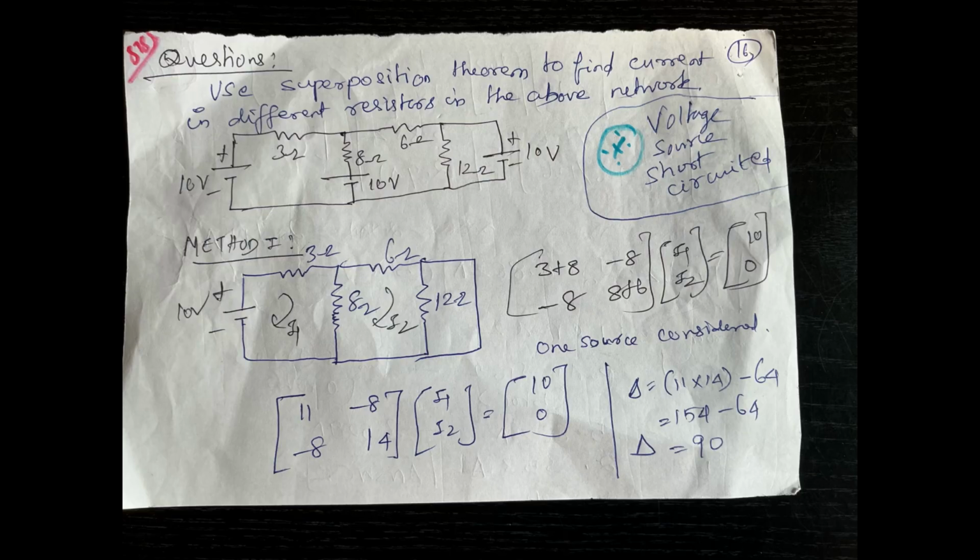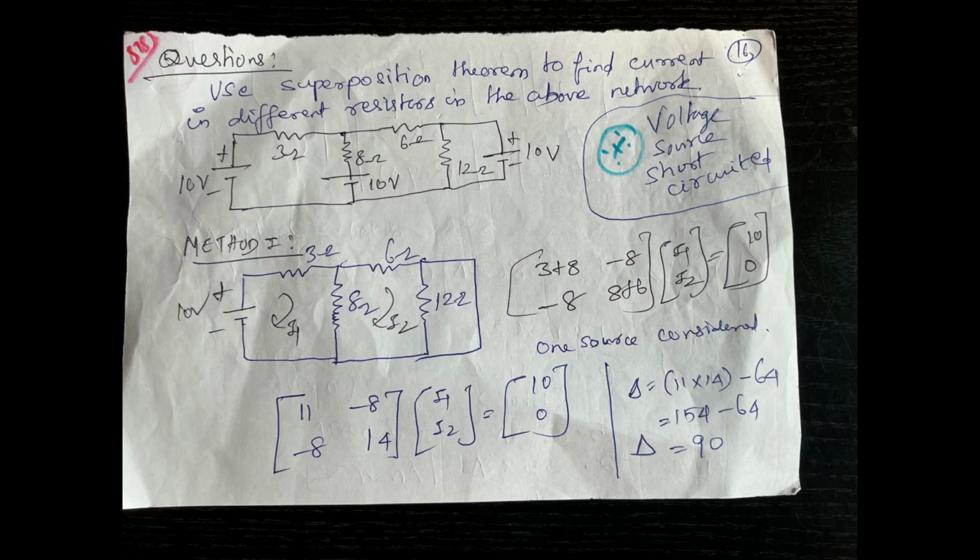Question: use the superposition theorem to find the current in the different resistors in the above network. For this, voltage sources are short circuited and current sources are open circuited. That is very important. In this circuit, in method 1, only one source is taken and the other sources are short circuited.